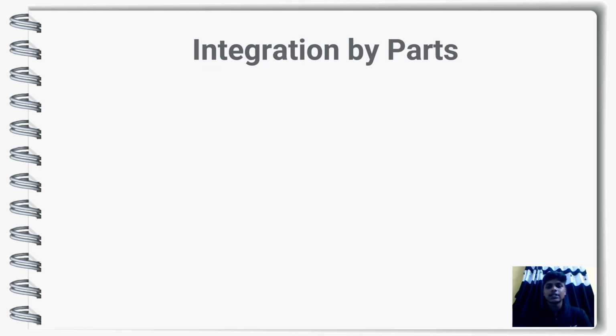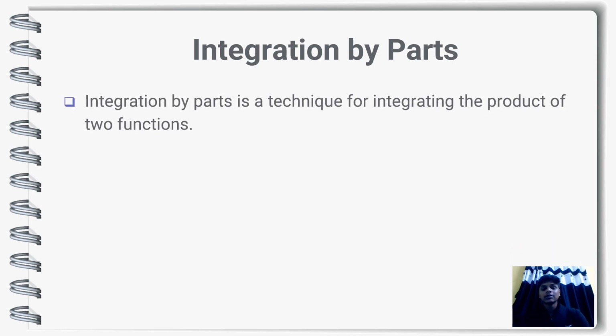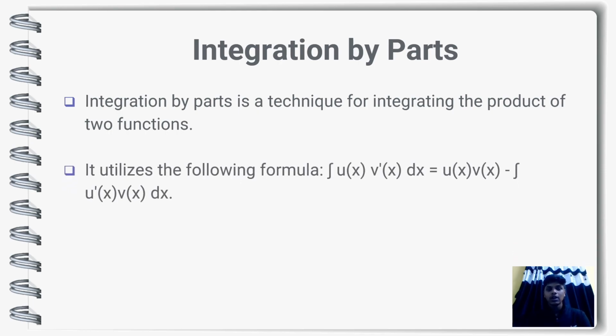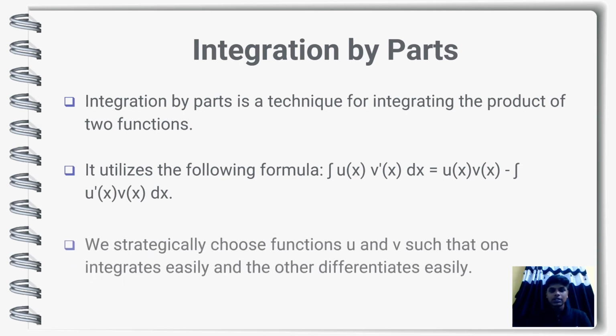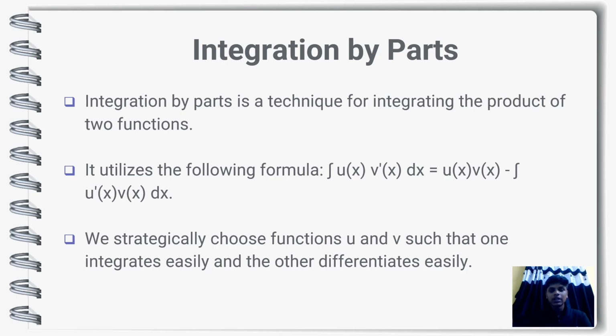Next is integration by parts. Integration by parts is a technique for integrating the product of two functions. It utilizes the following formula. Integration of u of x v dash of x dx is equal to u of x v of x minus integration of u dash of x v of x dx. Next, we strategically choose functions u and v such that one integrates easily and the other differentiates easily.